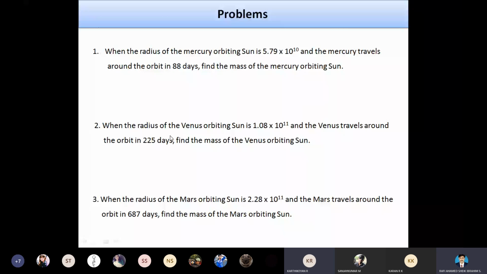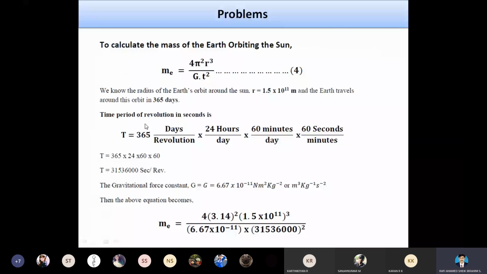Yes, you can use the same one, 24 into 60 into 60. Then the time will be changed, that is, the period of revolution will be changed in seconds. So you have to convert the days into seconds first. Once the conversion is over and you obtain the value of T, then write the constant data.